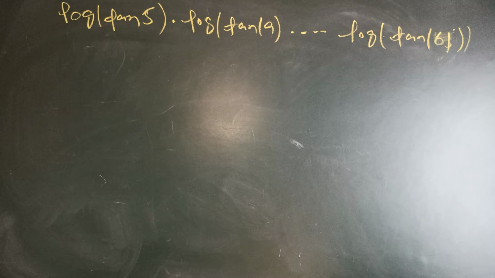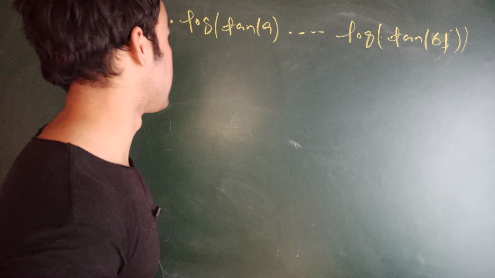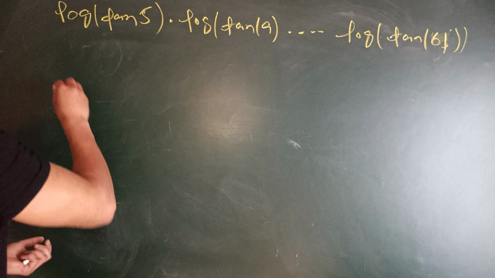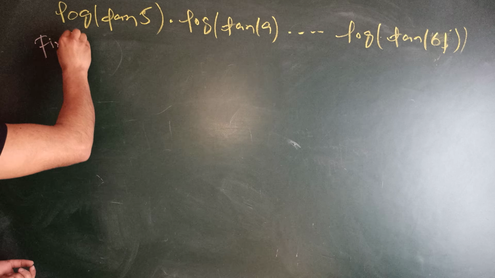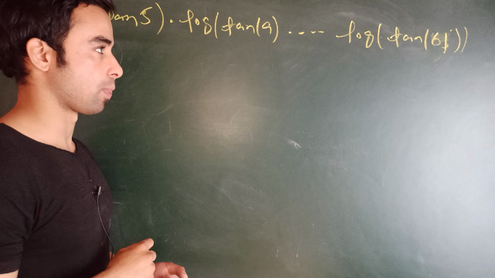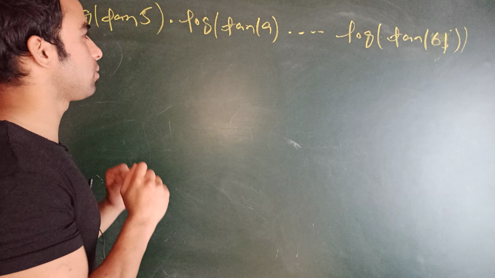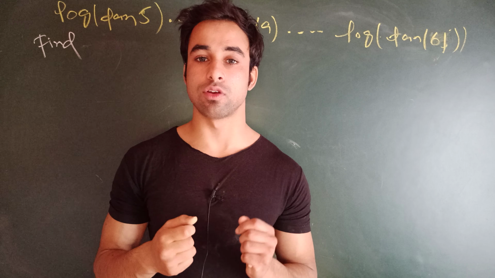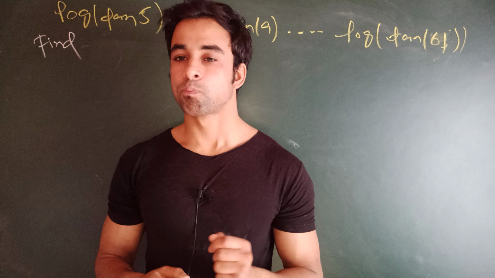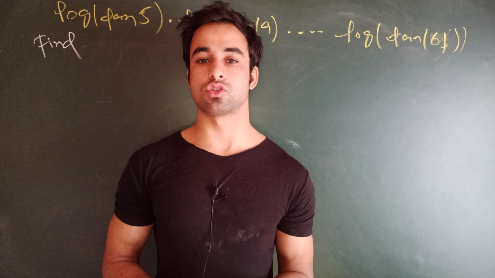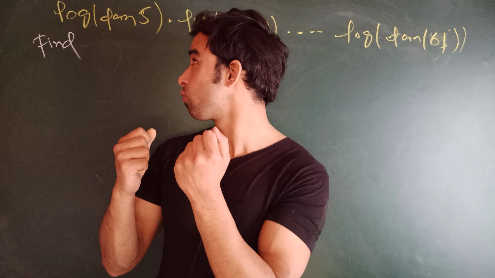Okay guys, let's start with this basic problem: log tan 5. We actually have to find the value of this. We have to find log tan 5 multiplied by log tan 9 all the way up to log tan 61. Now, if we're going to be a bit more focused about this problem, you may think, how can I possibly know the value of tan 5? Because mathematically we know the trigonometric ratios of some angles, but we actually don't know what tan 5 is equal to.